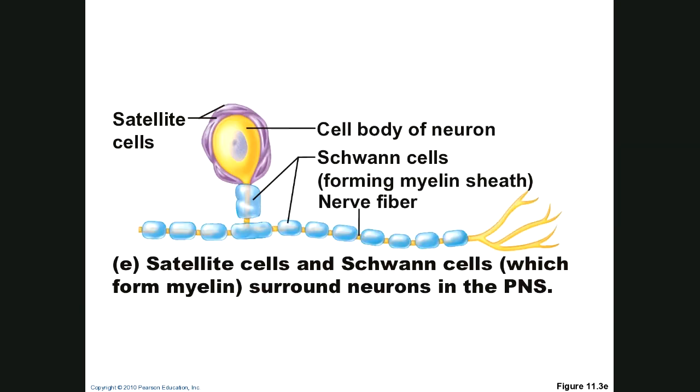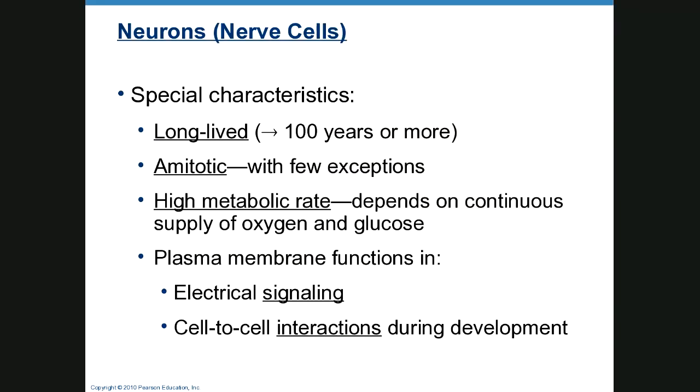And here we have our satellite cells, as well as our Schwann cells. They're the little blue balloon-looking things that wrap the axon individually. If you had a small enough group, they may be bundled.